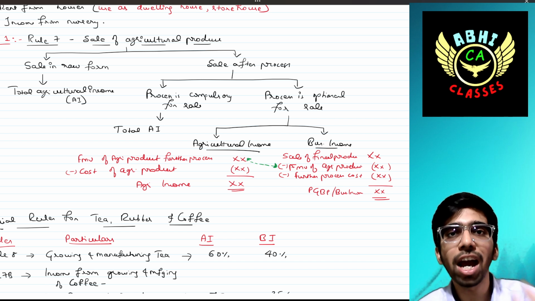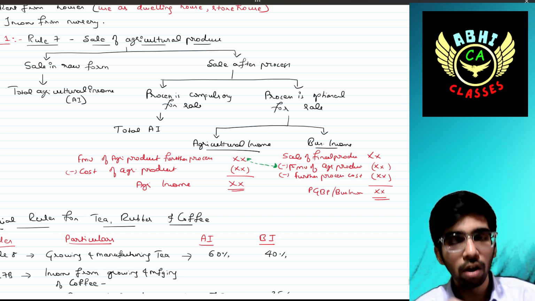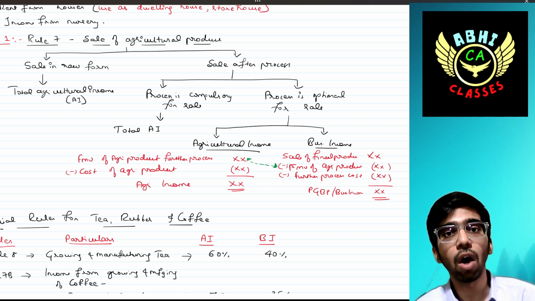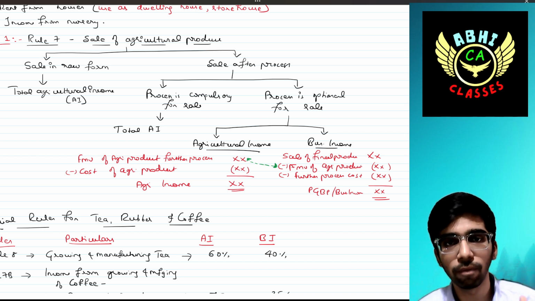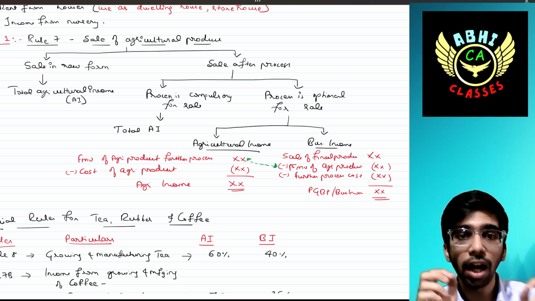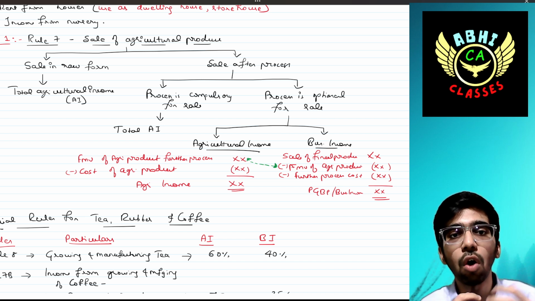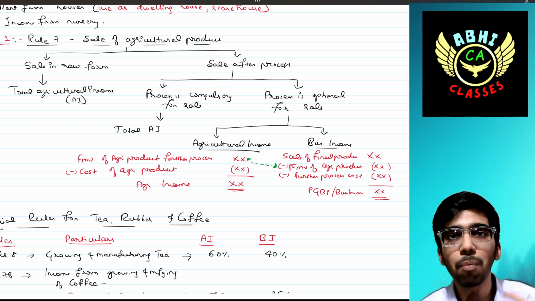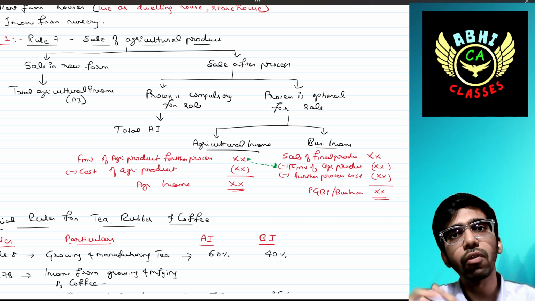How do we arrive at the agriculture income? In your question, the fair market value of the agriculture product after further process will be given. For example, if the potatoes are used for making potato chips, the potatoes' market value after further process will be given in your examination question. You need to consider that, and from that you have to deduct the cost of the agriculture product, that is the cost of potatoes, to arrive at agriculture income.